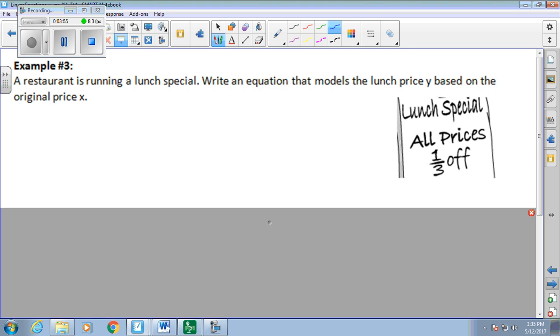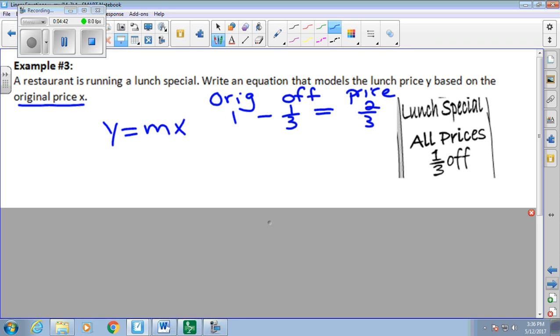Now on to the back. Number 3 says that a restaurant is running a lunch special. Write an equation that models the lunch price y based on the original price x. The lunch prices are showing that all prices are 1/3 off. If the original amount is 1 whole, and we're taking 1/3 off, that means I would be subtracting 1/3. So the price you actually pay would be 2/3. You're paying 2/3 of the original price. If the original price is x, in the form y equals mx, I'm paying 2/3 of x, so I'm going to put the 2/3 in place of the m.